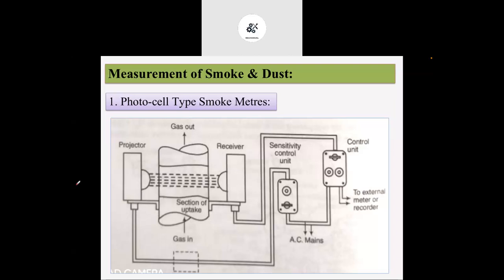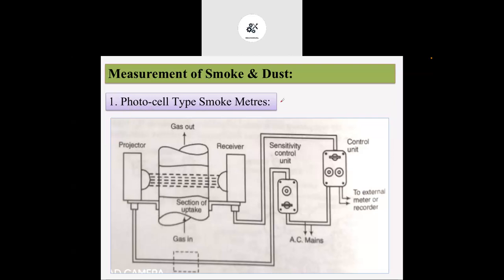the smoke and dust which is present inside the flue gases, because smoke and dust generally affect the human body, and they also affect the environment in a negative way. So for that, we have to measure the smoke and dust from these flue gases, and then we can decide to apply a particular method which will reduce the amount of smoke or dust inside the flue gases.